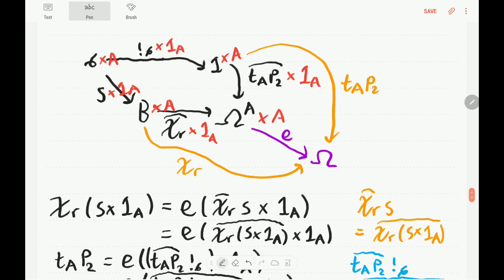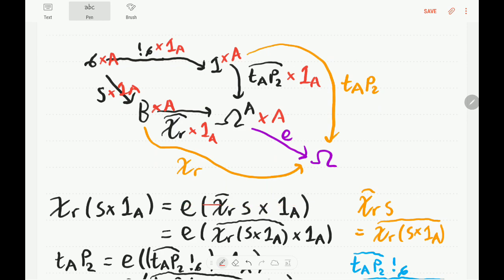Now, the next part. We know that composing along here, so chi r after S times 1 is equal to E after chi r bar S all times 1. Okay.